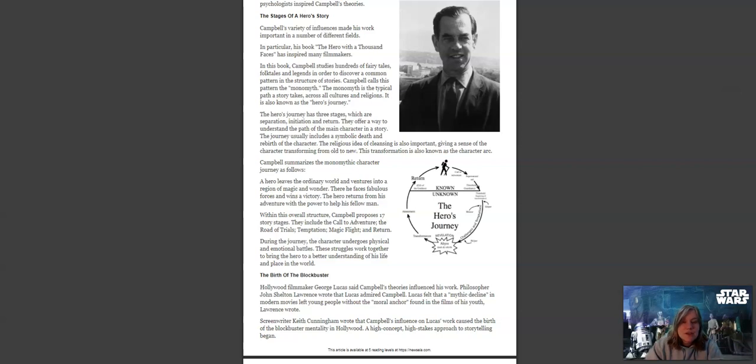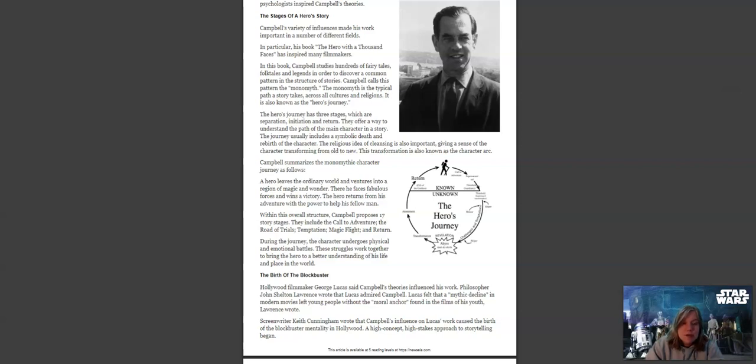The hero's journey has 3 stages, which are separation, initiation, and return. They offer a way to understand the path of the main character in a story. The journey usually includes a symbolic death and rebirth of the character. The religious idea of cleansing is also important, giving a sense of character transformation from old to new. This transformation is also known as the character arc.